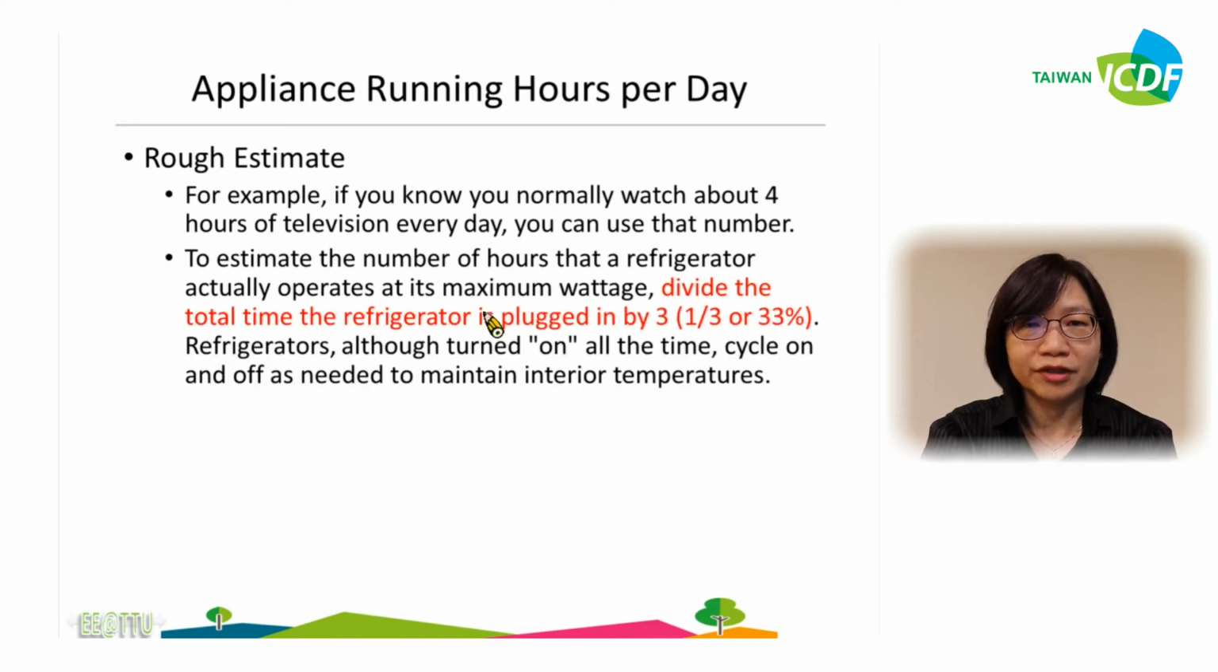To estimate the number of hours that an appliance actually operates at its maximum wattage, you can divide the total time the refrigerator is plugged in by 3. The reason is that refrigerators do not always turn on, because it depends on the on and off cycle. We'll talk about that in the following slides.